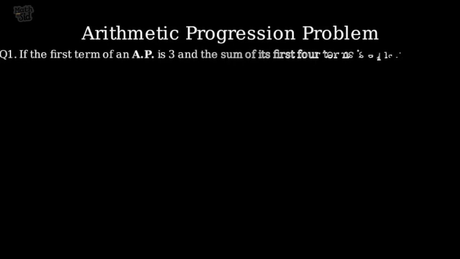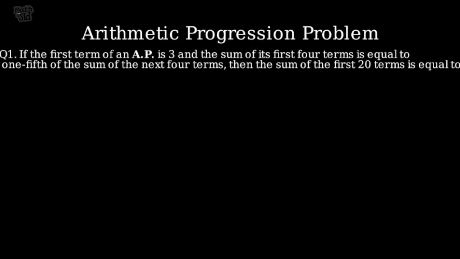Today, we'll solve a problem involving arithmetic progressions, often abbreviated as AP. Here's the question. If the first term of an AP is 3, and the sum of its first 4 terms is equal to 1/5 of the sum of the next 4 terms, then the sum of the first 20 terms is equal to, and here are the options: 1) minus 1080, 2) minus 1020, 3) minus 1200, 4) minus 120.